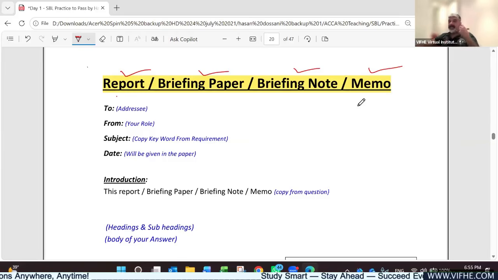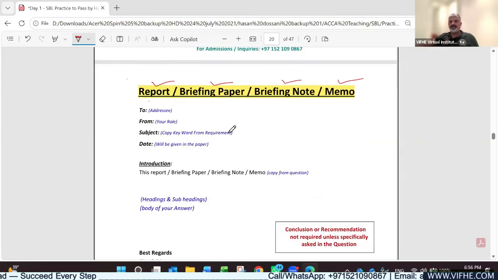What I have done is I have simplified the format. I have given one single format which covers all these four formats. So if the examiner asks you for a report, you can use this format. If the examiner asks you for a briefing paper, then also you can use this format. Do you understand? So I have made one consolidated format which we can use for any one of these four, so that you save time in your exam and you don't panic.